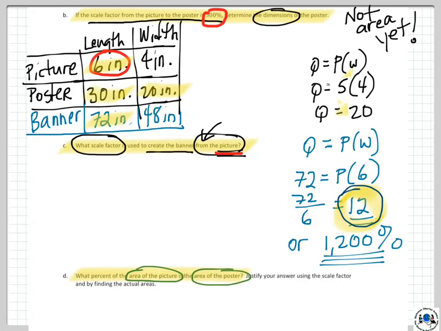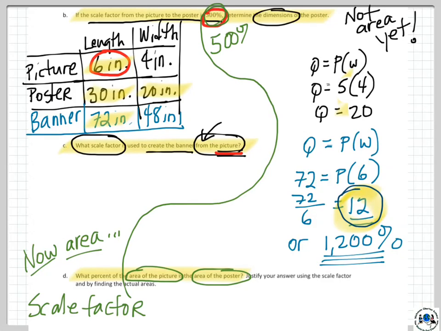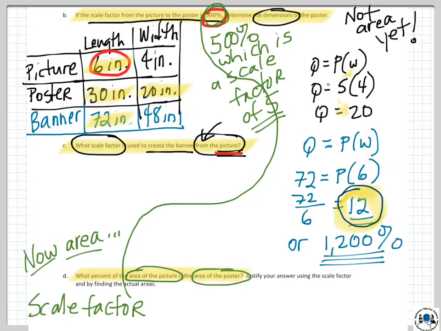Okay, D asks us, just moving along here, what percent of the area of the picture is the area of the poster. So now we are into the realm of area. Justify your answer using scale factor and finding the actual area. So now we have scale factor, which is 500%, a scale factor of 5. From the picture, what percent of the area of the picture is a poster? We have that scale factor from B, so we need to apply that. We're going to apply that scale factor of 5.